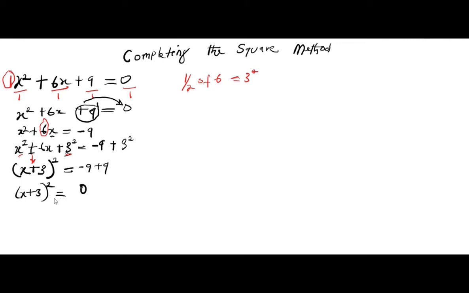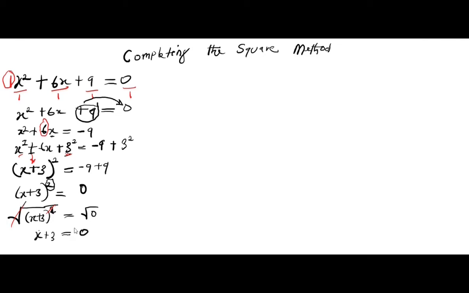What we need to do next is to eliminate this square. So we take the square root to eliminate the square. We have the square root of x plus 3 all squared equals the square root of 0. We take the square root of both sides, and this square root will cancel this square here. So we now have x plus 3 equals the square root of 0.